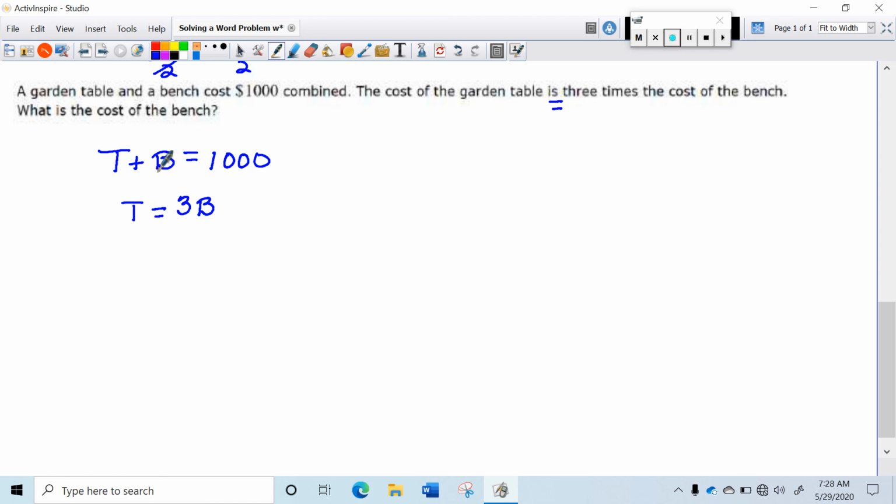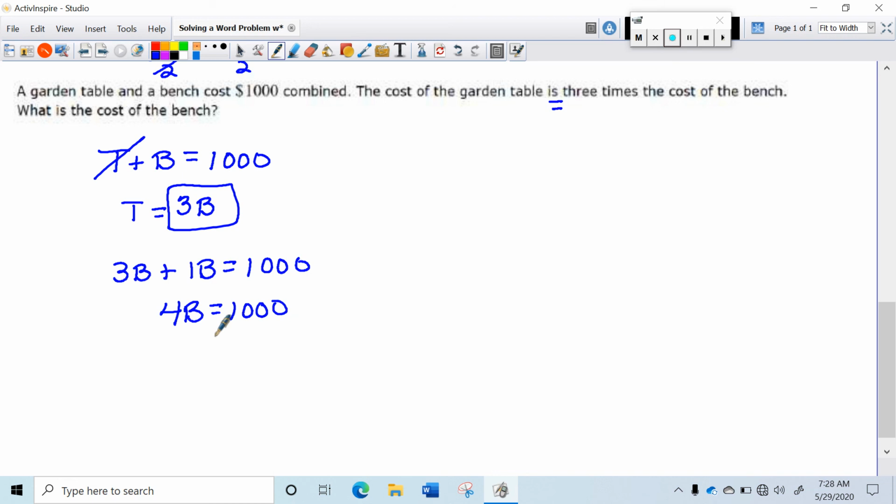Okay, so I'm going to write the top equation, but instead of a t, I'm going to put what t is, which is 3b. So 3b plus this b by itself, I'm going to call it a 1b, because that's what it is. Anytime you don't have a number in front of a letter, it's assumed to be a 1. So my total b's, I've got 3 b's here, 1 b here. That's a total of 4 b's equals 1,000. This is 4 times b.